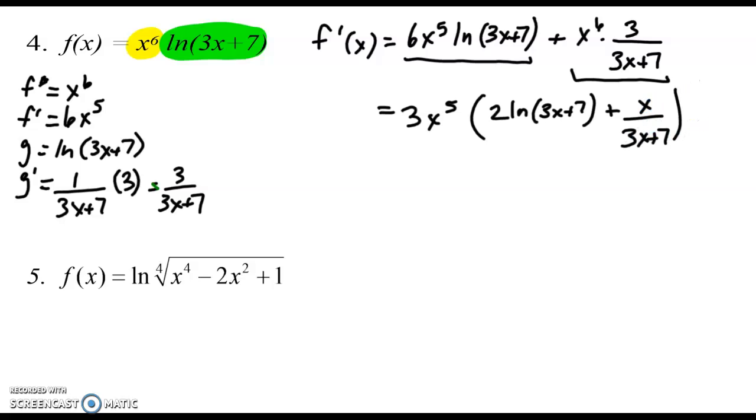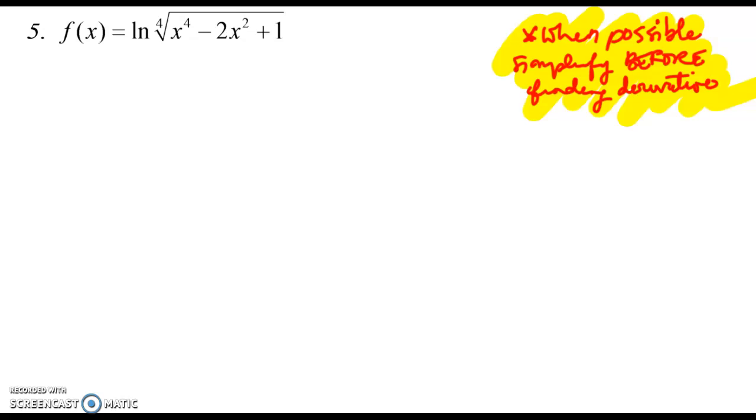Good. Let's look at number 5. Whenever possible, we're going to try to simplify before finding the derivative. It just makes finding the derivative much easier. So let's see what can be done here. We know we can write this fourth root as an exponent, 1 over 4. I see inside here this is a trinomial. Can it be factored? Let's see. Something that multiplies to 1 and adds to negative 2? Yes. It's a binomial square.